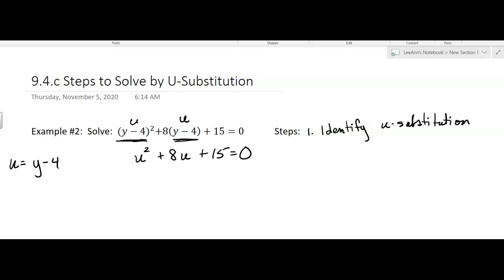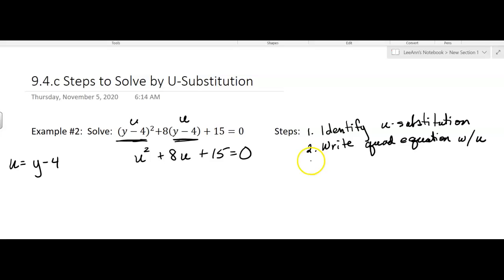Okay, so step 1, you have to identify the U substitution. Now, they usually have them in order, so the first one's going to be squared, and the next one's going to be the U term. So you're going to have U squared and then something U plus something. Step 2, you have to write the quadratic equation with the U, so you have to do the substitution.